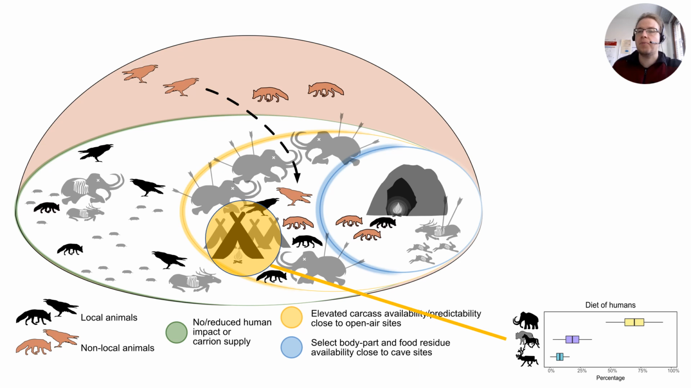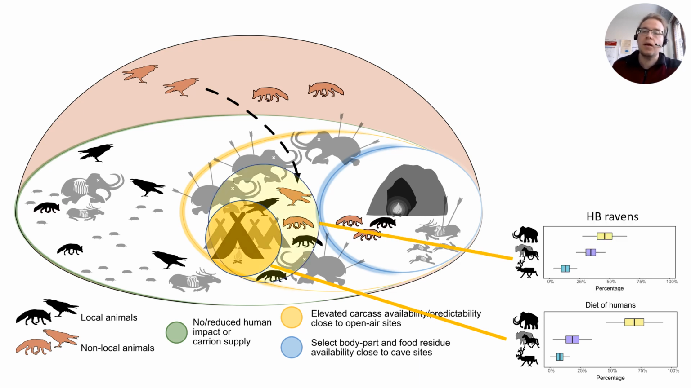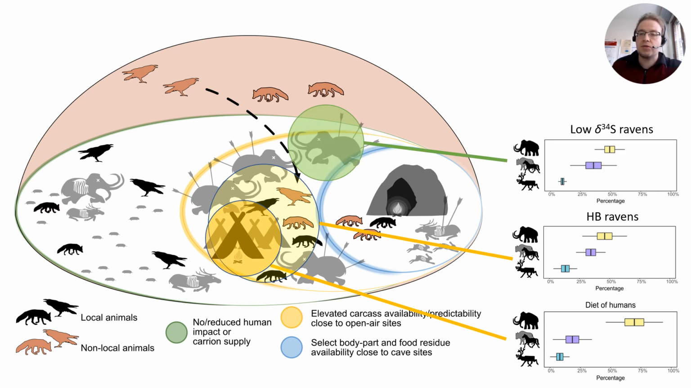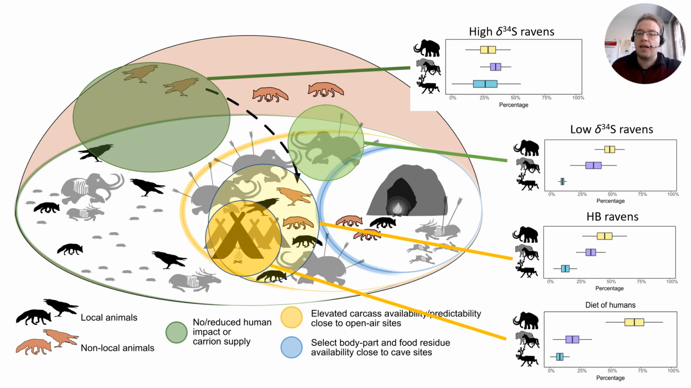Mammoths are known to have been the main diet of humans, both from the tons of mammoth remains from the archaeological site and, of course, from the isotopic analysis. The ravens within the local baseline had a similar diet as the humans. And the same is true for the ravens with the low sulfur values. Both groups of ravens seem to have lived near humans long enough for their isotopic signature to adapt to the local resources. The high sulfur ravens had a completely different diet.